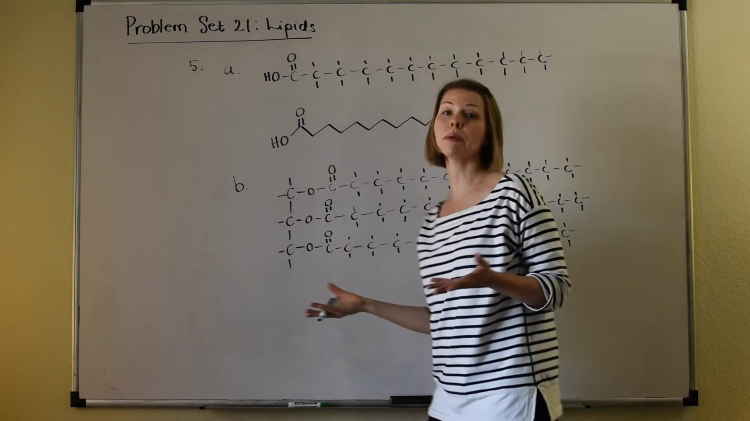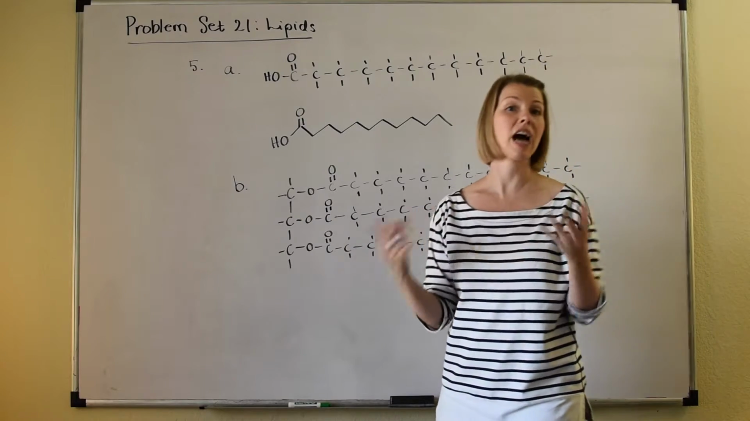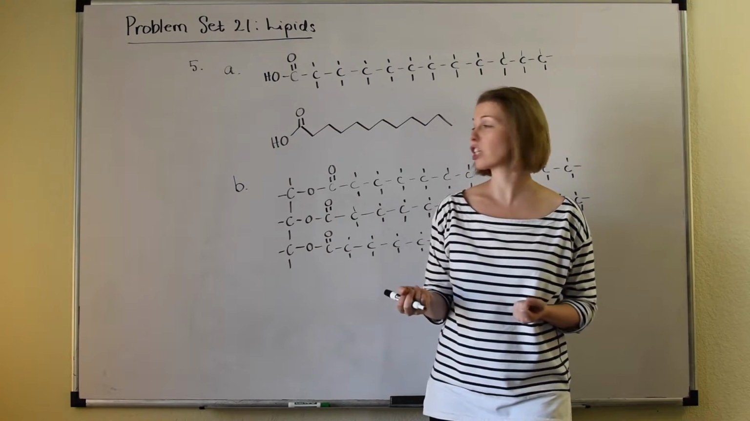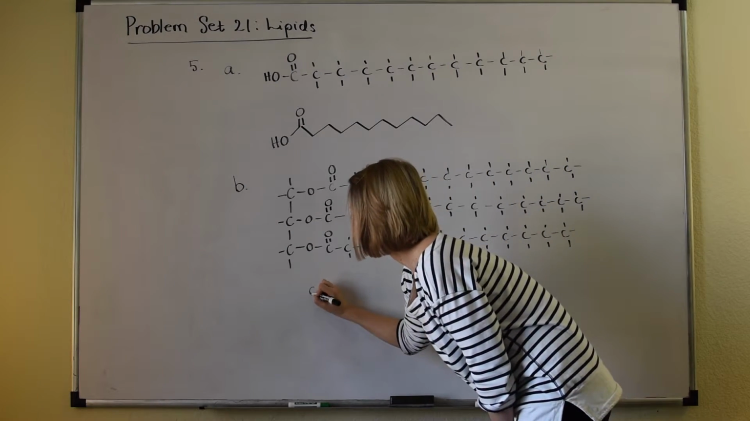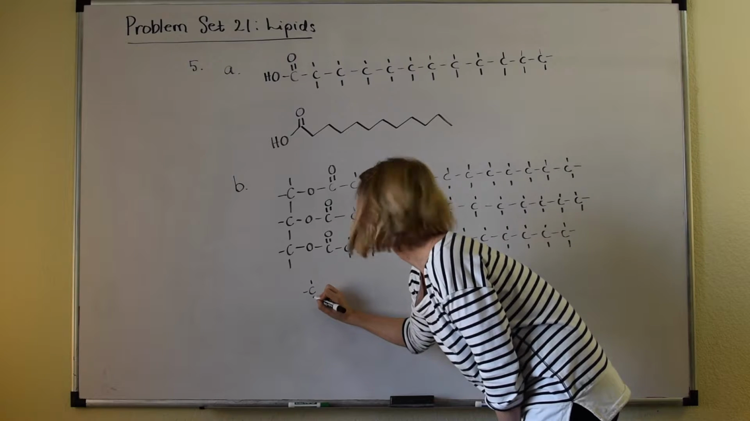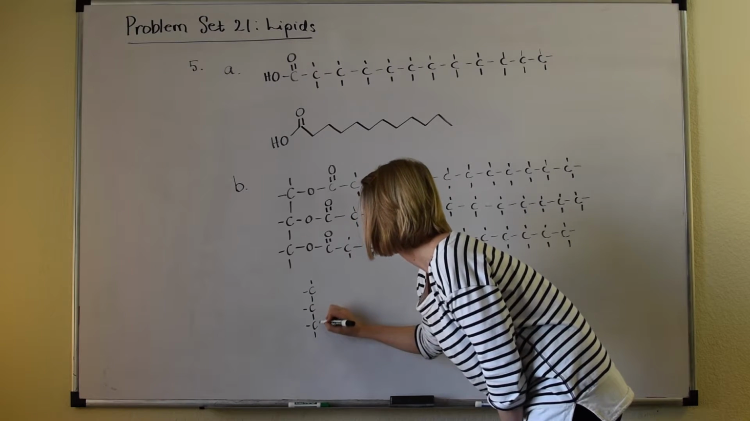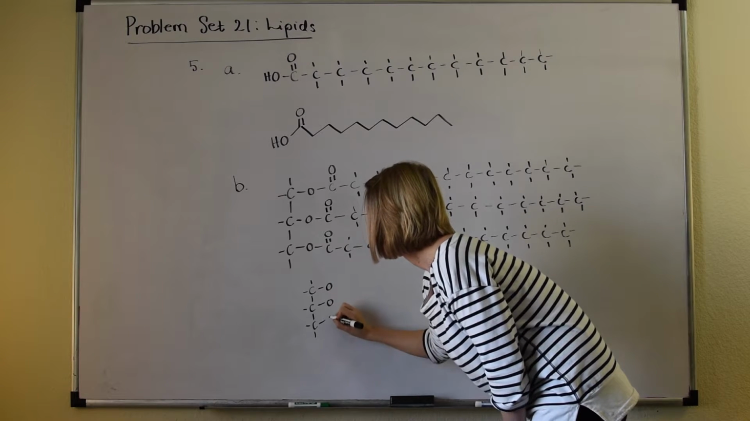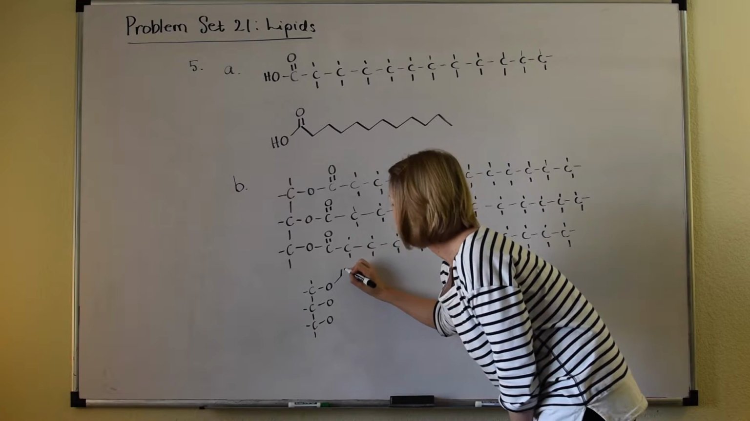So again, the problem didn't specify expanded or condensed or line structure. And remember, the fastest way to draw these is in a line structure. So let me do that for you really quickly right here. I like to still draw out my glycerol, my 3 carbons here. But you can really save some time on that fatty acid chain.